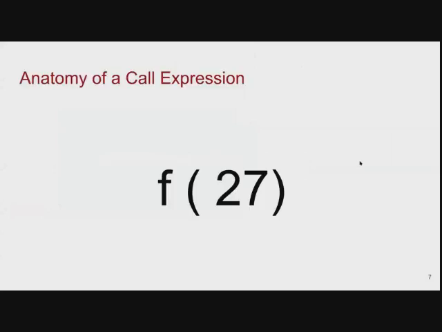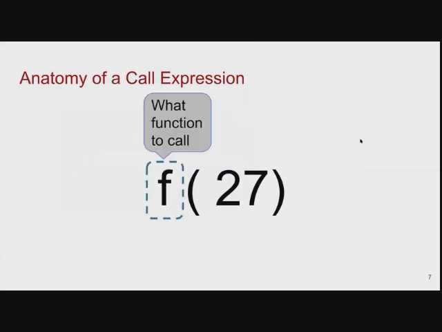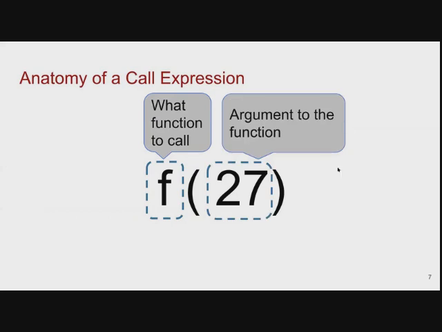So, anatomy of a call expression. F, we use it generically now. We can think of F as any function. We just use F to stand for function, the name of the function. And in Python, you have the name of the function, and then you put a parenthesis, and inside the parenthesis is the argument, what we put into the function.